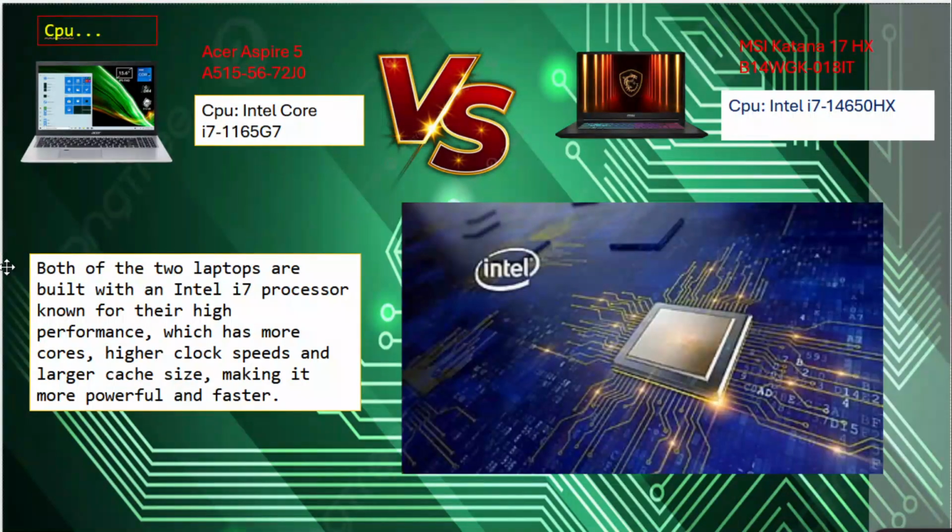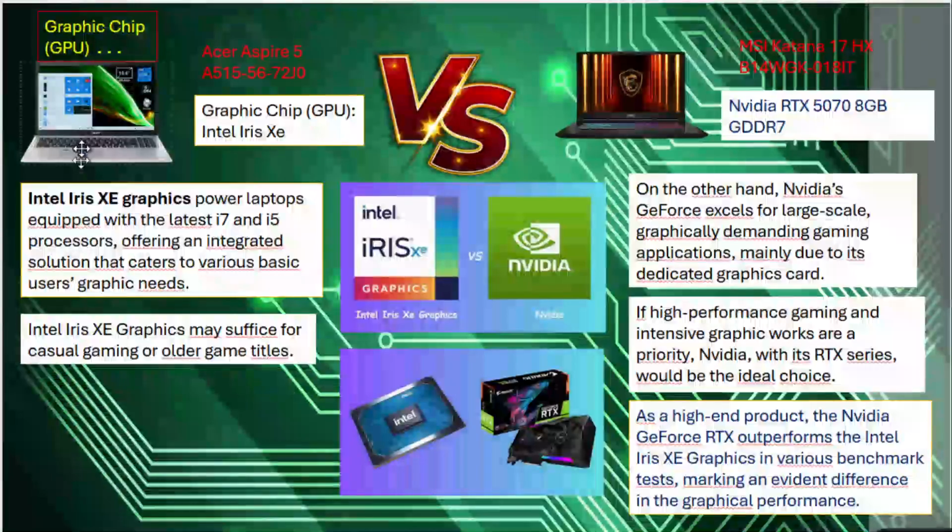CPU. Both of the two laptops are built with an Intel i7 processor, known for high performance, which has more cores, higher clock speed, and larger cache size, making it more powerful and faster. GPU. Intel Iris Xe graphics power laptops equipped with the latest i7 and i5 processors, offering an integrated solution that caters to various basic users' graphic needs.